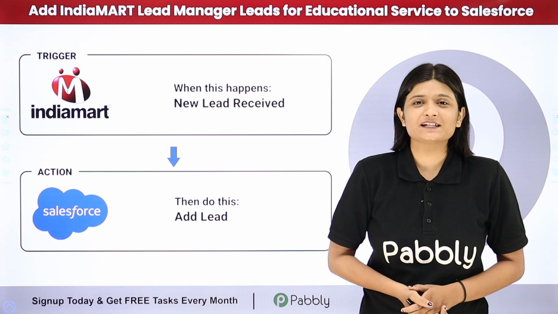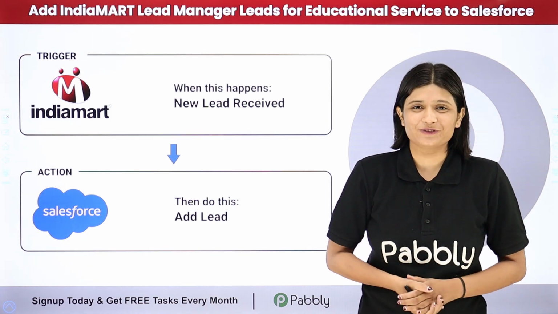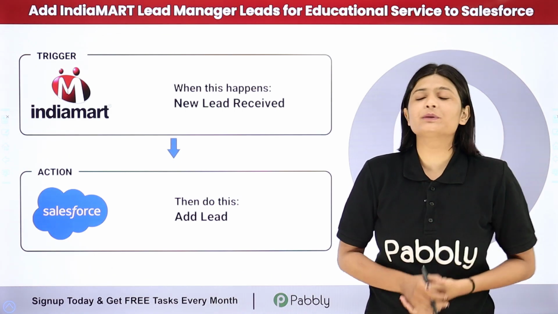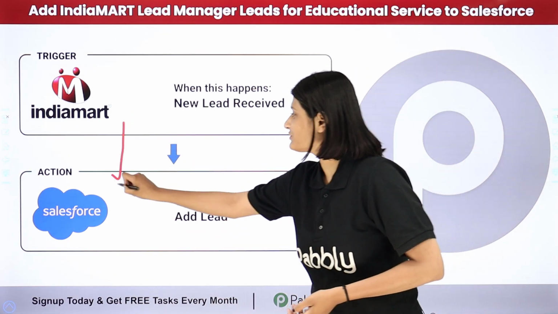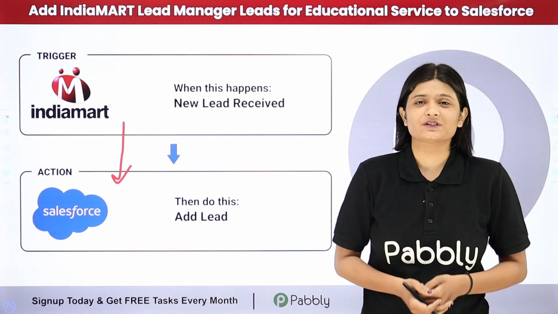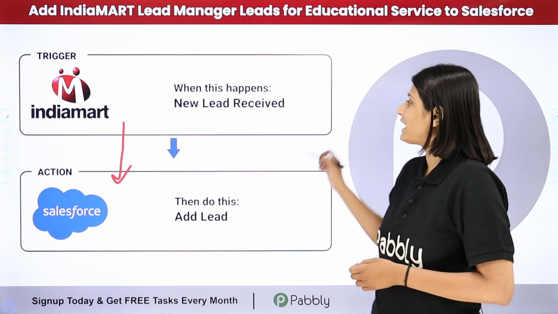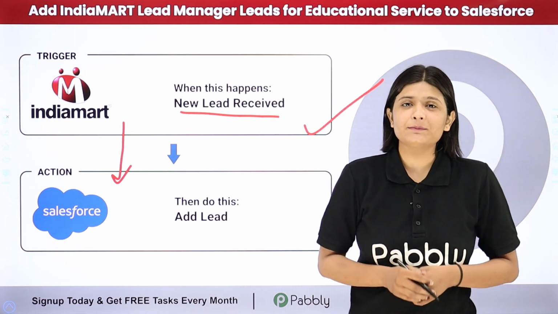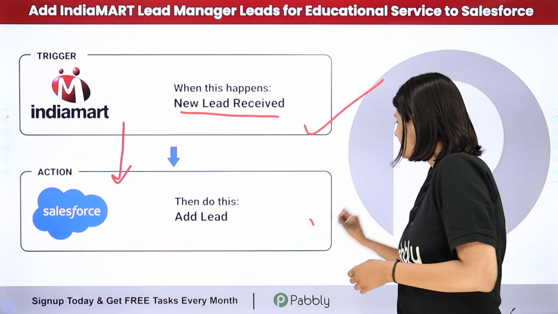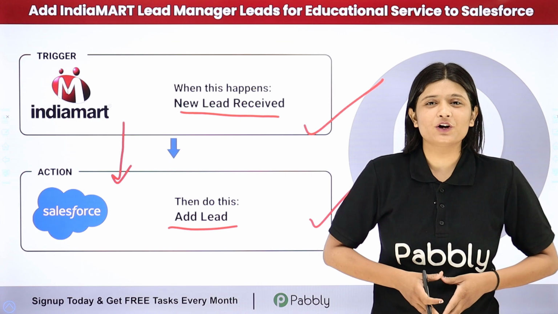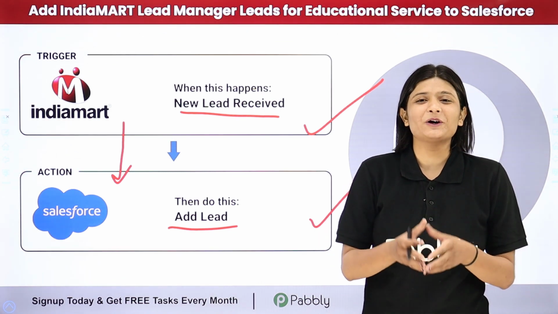So Pabli Connect is an amazing automation and integration software which requires no coding or programming skills. Here I just need to build connection between IndiaMART and Salesforce. Pabli Connect runs on two principles, which is trigger and action. Here as my trigger application, I am going to take IndiaMART where I will receive new lead, and then in my action application, I am going to take Salesforce where I will add these lead automatically. If you want to learn this amazing automation step by step, then let me take you all to my screen.